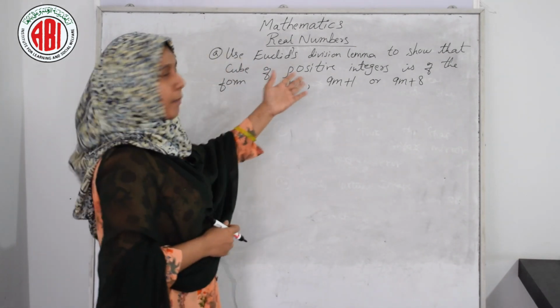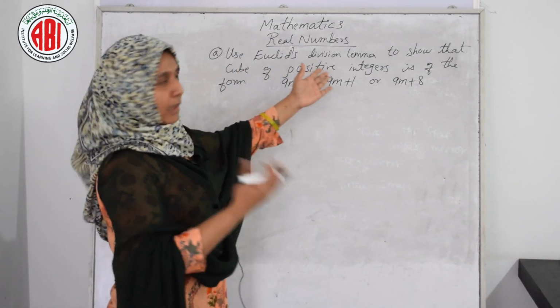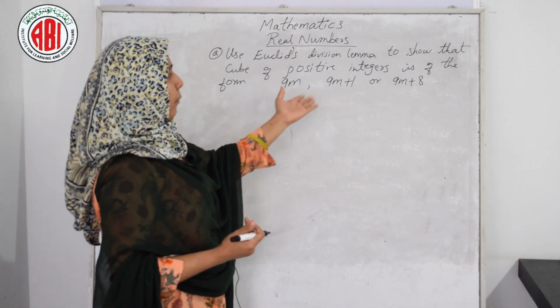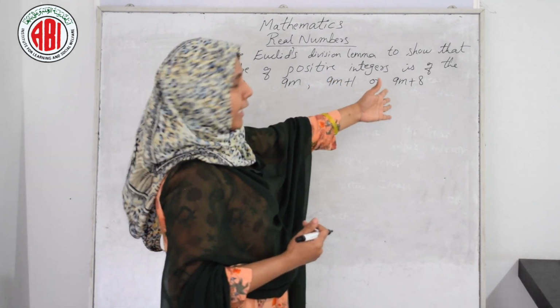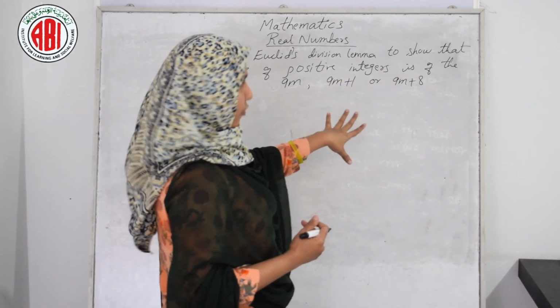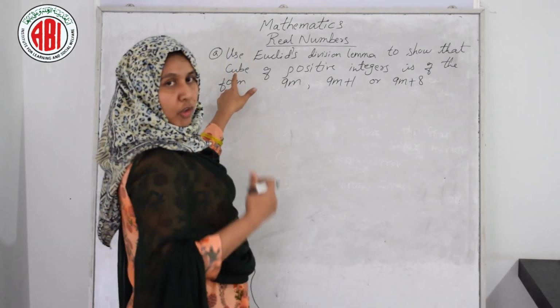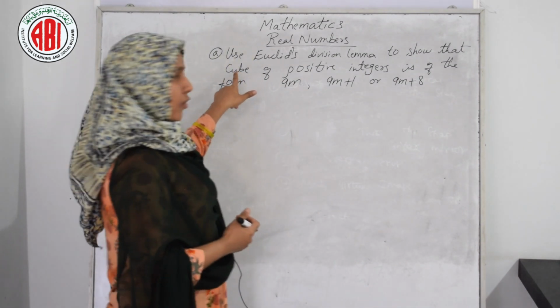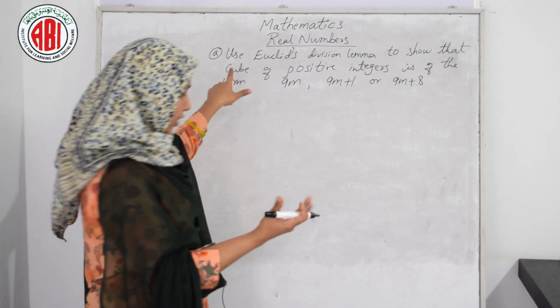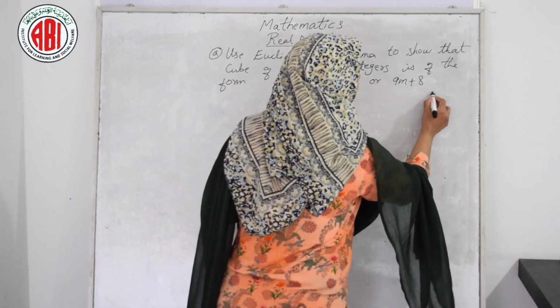Okay, using Euclid's division lemma to show that cube of any positive integer is of the form 9m or 9m plus 1 or 9m plus 8. This we have to prove. So what we have to prove about cube of the positive integers? First you have to know what are the cubes of the positive integers. So I will write here some examples.